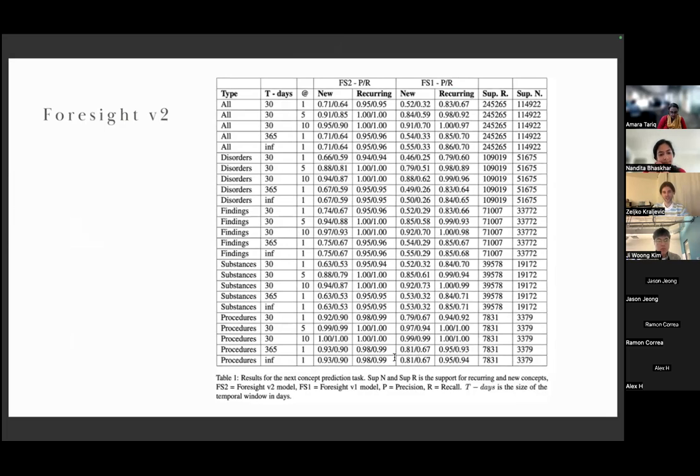And this is a giant table with a lot of results, but I'll just look at the first row. Basically, it performs much better. If you look at Foresight version 1, the accuracy for predicting any concept in the future was 52. The precision was 52. Now it's 71. The recall was 32. Now it's 64. So it's basically almost a 50% improvement on precision and almost doubling the recall from 32 to 64.